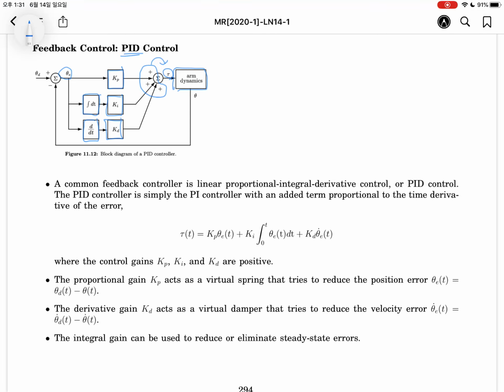So PID control is written in a mathematical format like this. This is the error, the integration of error, and the derivative of error. As you know, all the control gains will be positive. In physical meaning, Kp acts like a virtual spring, Kd acts like a virtual damper, and the integral gain can be used to reduce or eliminate steady-state errors.